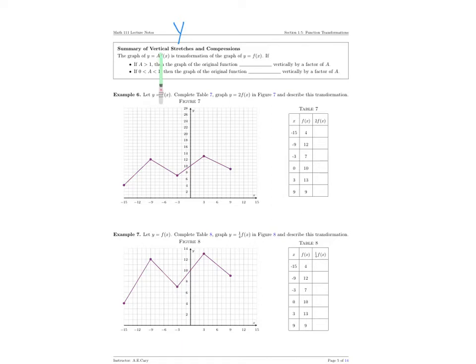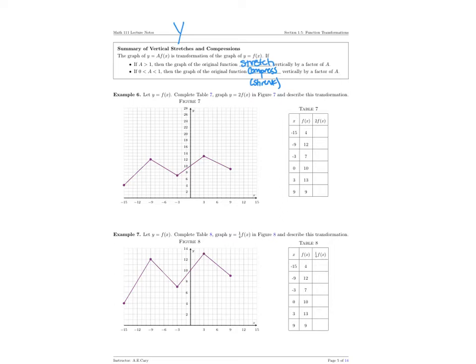So if we have some multiplier out here, some number out in front of our function, if we say, hey, if that's greater than 1, then we are going to stretch vertically by a factor of whatever that is. And then if it is between 0 and 1, or if it's a fraction, we're going to compress. You might have used the word shrink in the past. It's the same thing. We're just changing the verbiage a little bit.